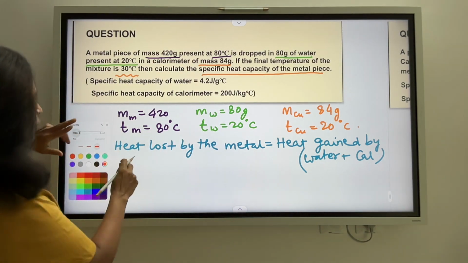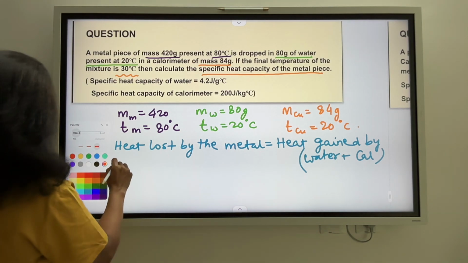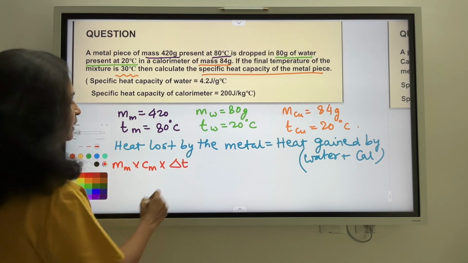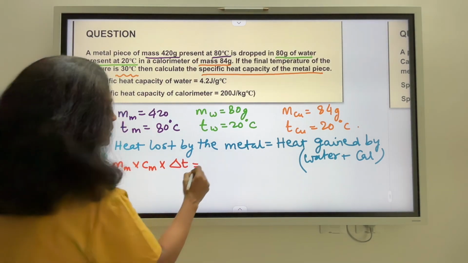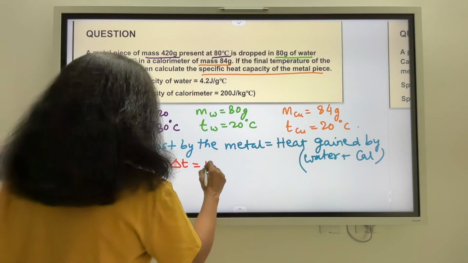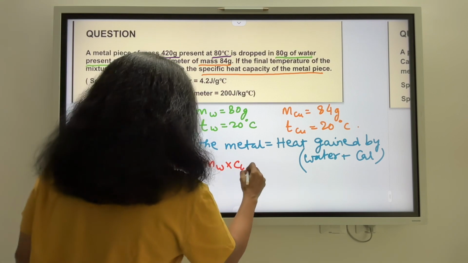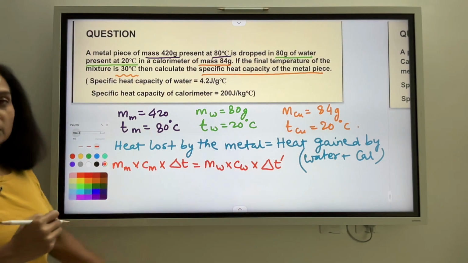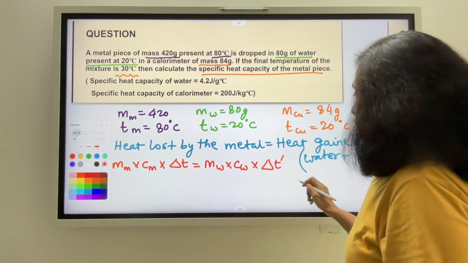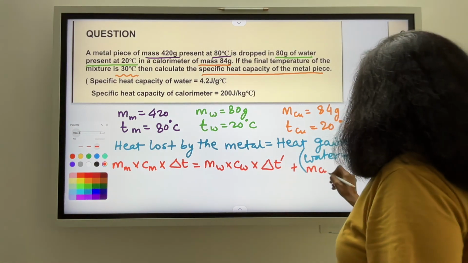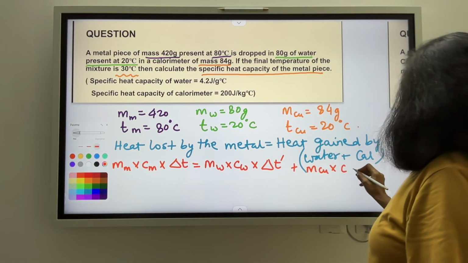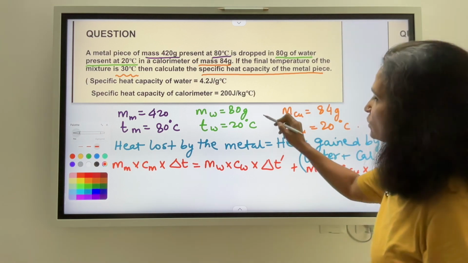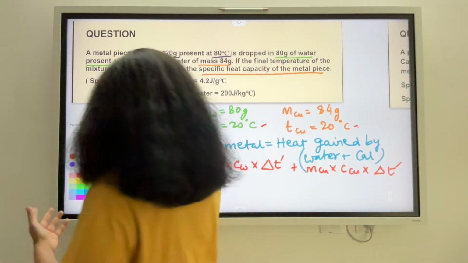How do we solve this? So what is the heat loss by the metal? Mass of the metal, specific heat capacity of the metal into the temperature change which the metal is showing, right? And what is the heat gained by the water plus calorimeter? Mass of water, specific heat capacity of water into the temperature change which this water is showing, plus what else do I have? The mass of calorimeter, specific heat capacity of calorimeter into the del T dash. Both are at the same temperature. All right, now let's put in the numbers.